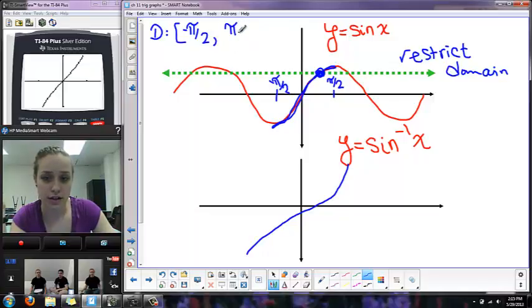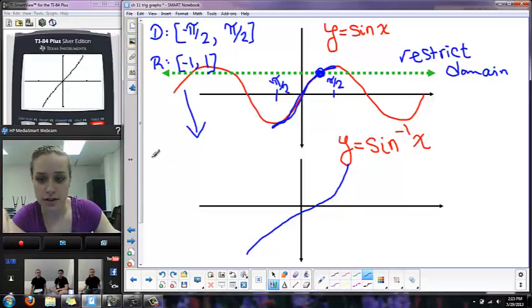And then the range is still just between +1 and -1, because that's how high and low it goes. Now, when you flip it over the line y is equal to x to figure out what the inverse is, the x's and y's switch. The domain and range switch. So your domain of the inverse of sine of x is between -1 and +1. And your range is now between -pi/2 and +pi/2.